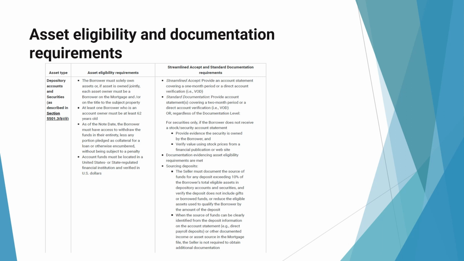Now, the type of documentation required is an account statement for one or two months. But in the account statement, the underwriter needs to look at a few things. We must document the source of funds for any deposit exceeding 10% of the borrower's total eligible assets in depository accounts and verify it wasn't borrowed funds or gifted.